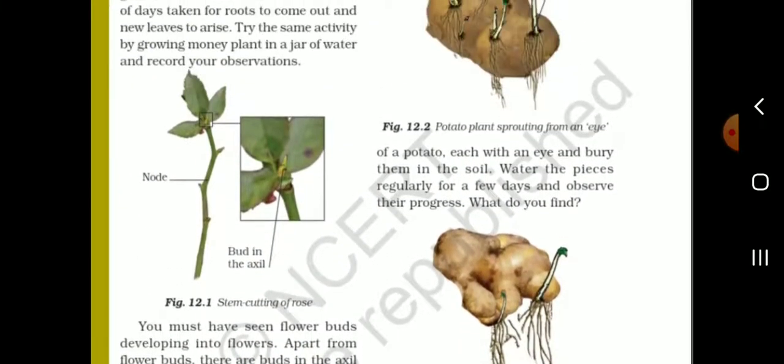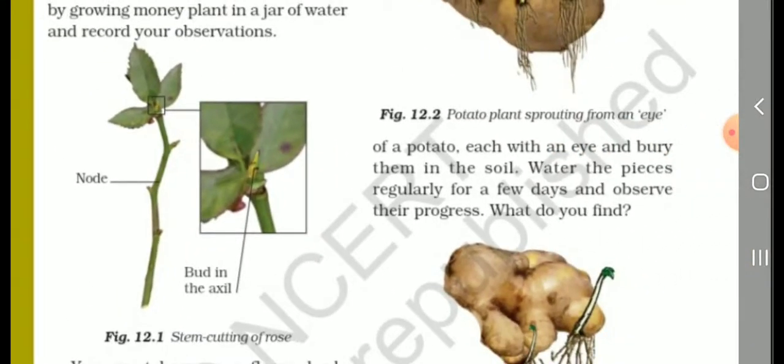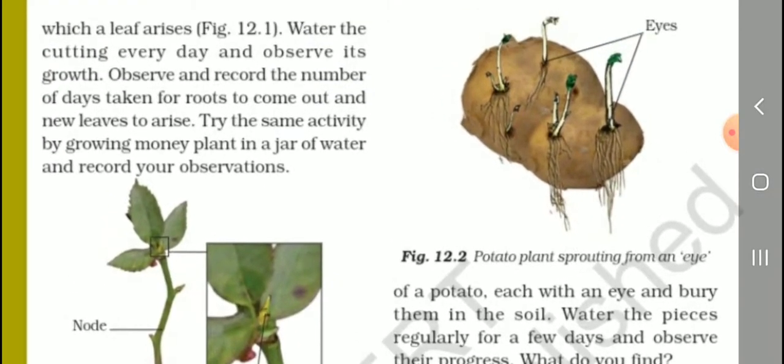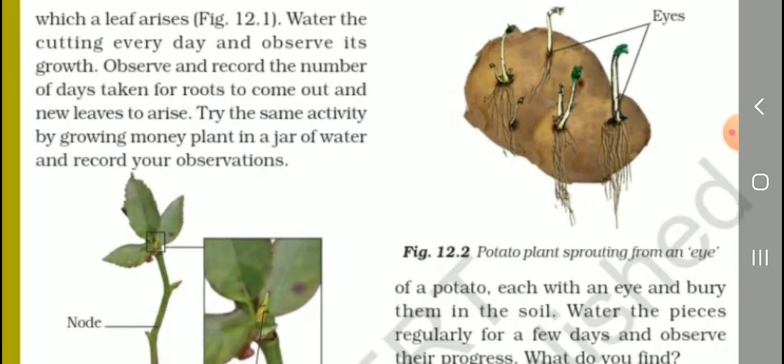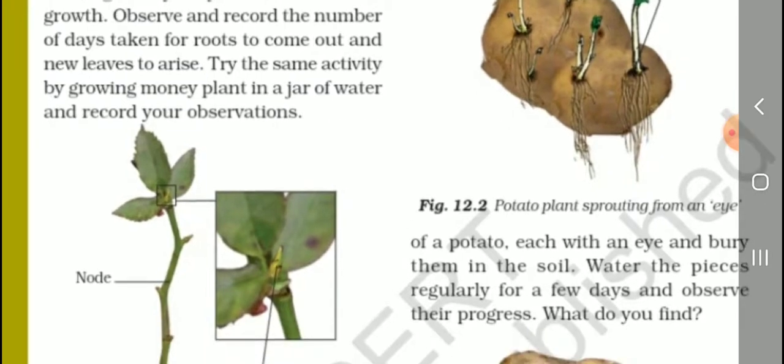See the picture, students. Stem cutting of vegetative propagation, stem cutting of rose. Water the cutting every day and observe its growth. Observe and record the number of days taken for roots to come out and new leaves to arise.